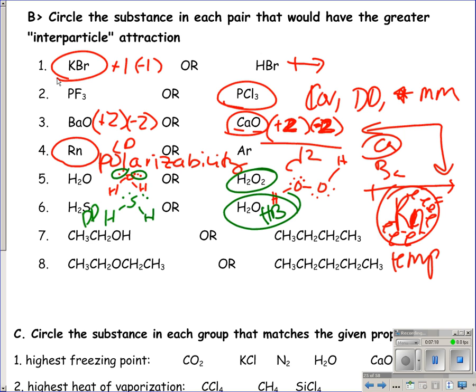I'm going through the process, I've got to do the same thing you guys could do. What is it? Ionic or covalent? If it's all covalent, I look at the intermolecular forces.